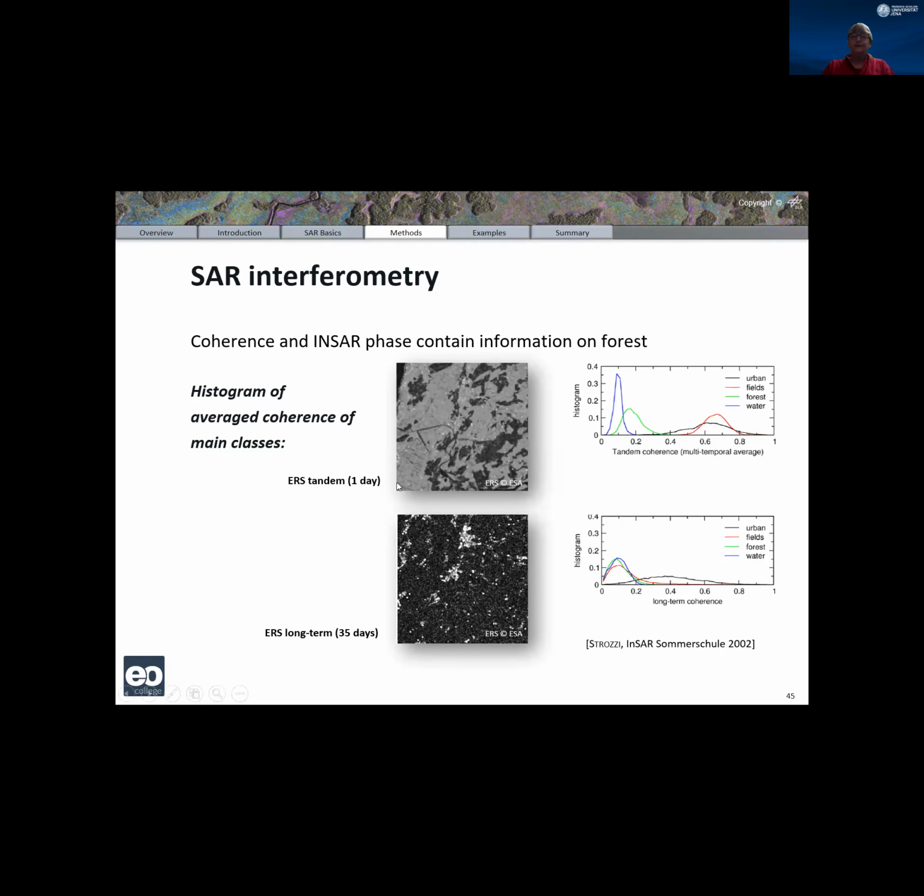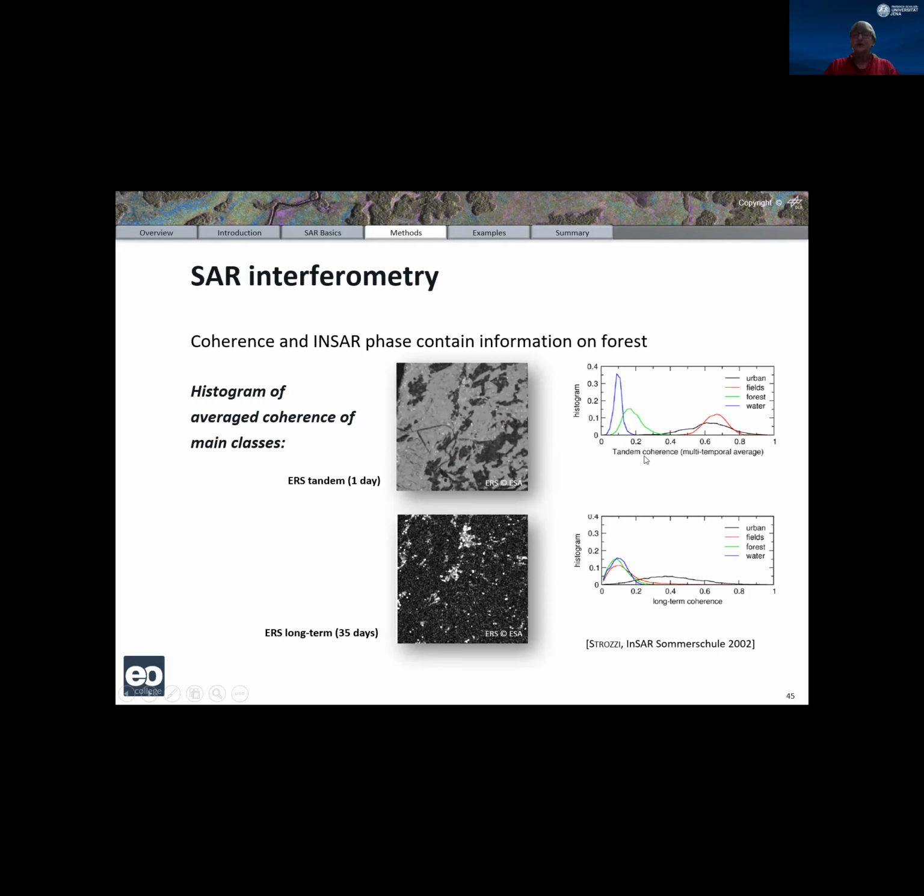Okay, so this is similar to what we've seen before, a one-day ERS C-band tandem result. And here we did the same thing, but looking just at repeat passes of that ERS satellite when it comes back 35 days later. For JERS, it was 44 days. So here you see the resulting coherence of these two different images. If you're only 1 day apart, the highest coherence comes from fields and from urban areas, because they don't change within 1 day.